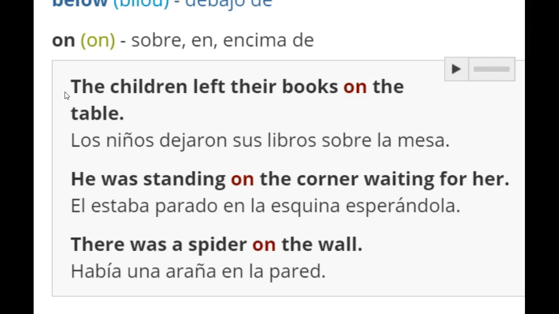The children left their books on the table. And here we have it in Spanish, and you use the word sobre, which essentially means the same thing as on. Okay. Another example: he was standing on the corner waiting for her. And in this case, you use the word in. And there was a spider on the wall. And here we use in again.